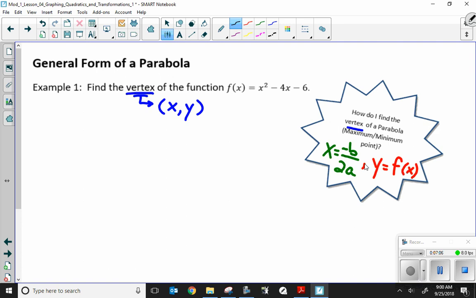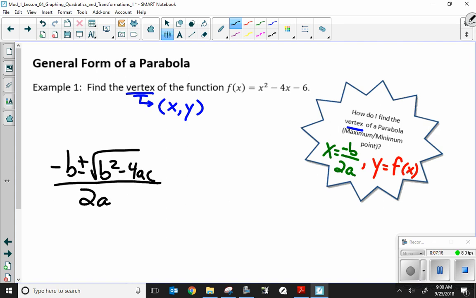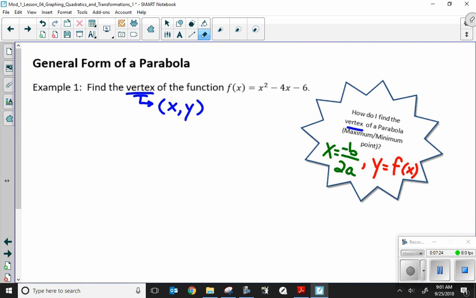Just like using the quadratic equation. Remember this, negative b plus or minus the square root of b squared minus 4ac all over 2a. Whew, that's a lot. They're the same values that I use here. My a value is whatever is in front of my x squared. Here it happens to be 1. So a is 1. My b value is what's in front of the x, including the sign. So b is negative 4.